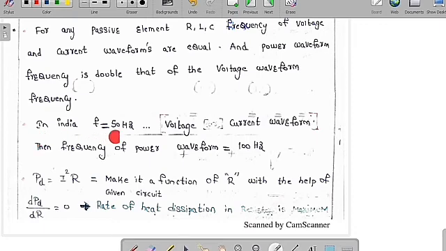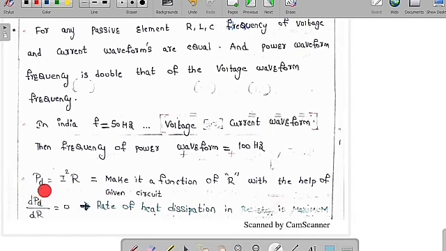Suppose in India, frequency is equal to 50 Hz. This means that the voltage or current waveform that we get at our home has a frequency of 50 Hz, whereas the frequency of the power will be twice of this, which is 2 into 50, that is 100. So we can say clearly the frequency of the voltage and the current is 50 Hz, whereas the frequency of the power is 100 Hz, because it is twice the frequency of current or voltage.